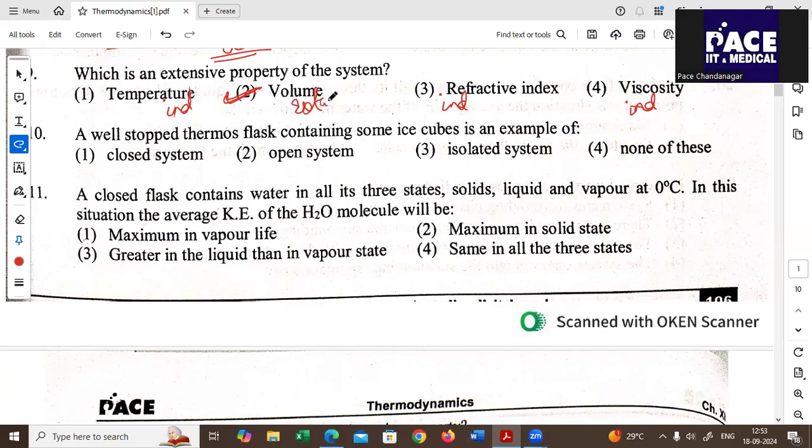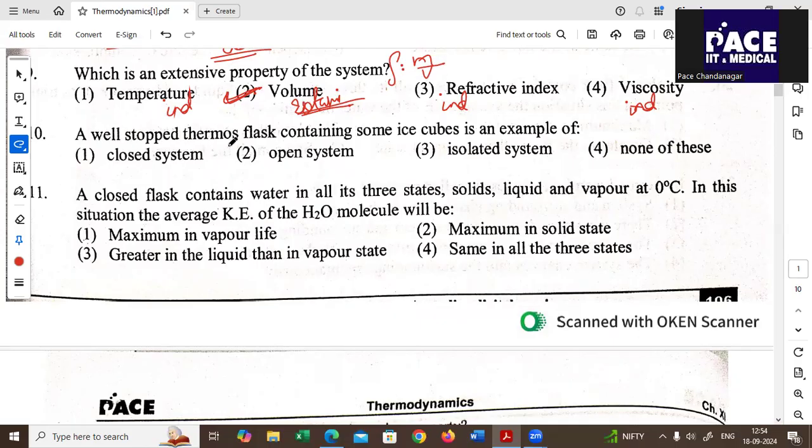Volume is extensive. It depends on the mass, right? Because density is mass by volume and volume is mass by density. It is dependent on the mass. Where density again is intensive. Density is not dependent, but it is mass by volume. It is definitely volume that is dependent.